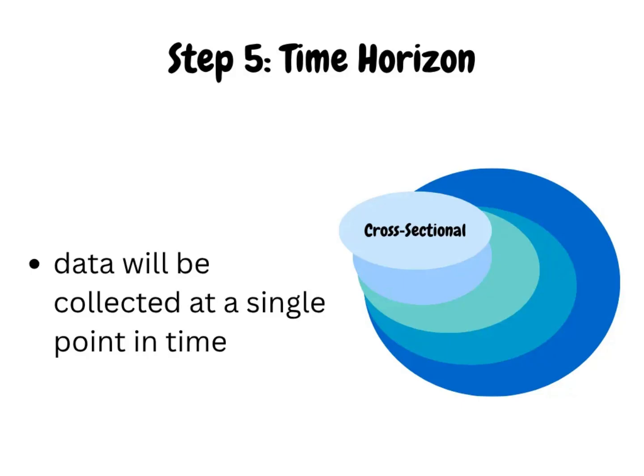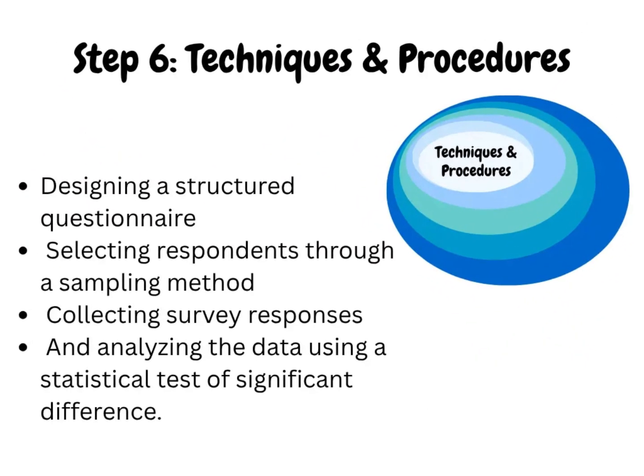Finally, we reach the core of the research onion, which is called techniques and procedures. This is where the researcher describes the specific methods used to conduct the study. In this example, the techniques and procedures include designing a structured questionnaire, selecting respondents through a sampling method, collecting survey responses, and analyzing the data using a statistical test of significant difference. At this stage, every methodological decision has already been logically justified by the previous layers of the research onion.